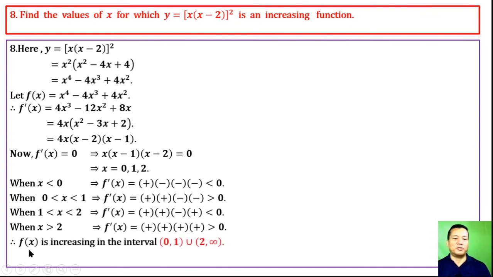From this we conclude that f of x is increasing in the interval 0 to 1, whose upper interval is this, and from x greater than 2, whose upper interval is this. We have to find out the values of x for which the function is increasing.